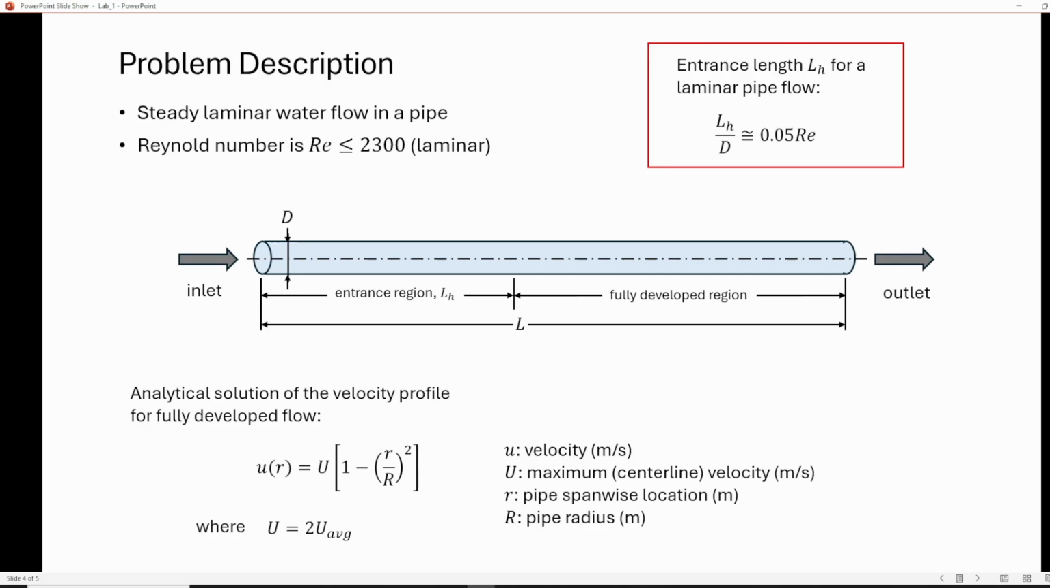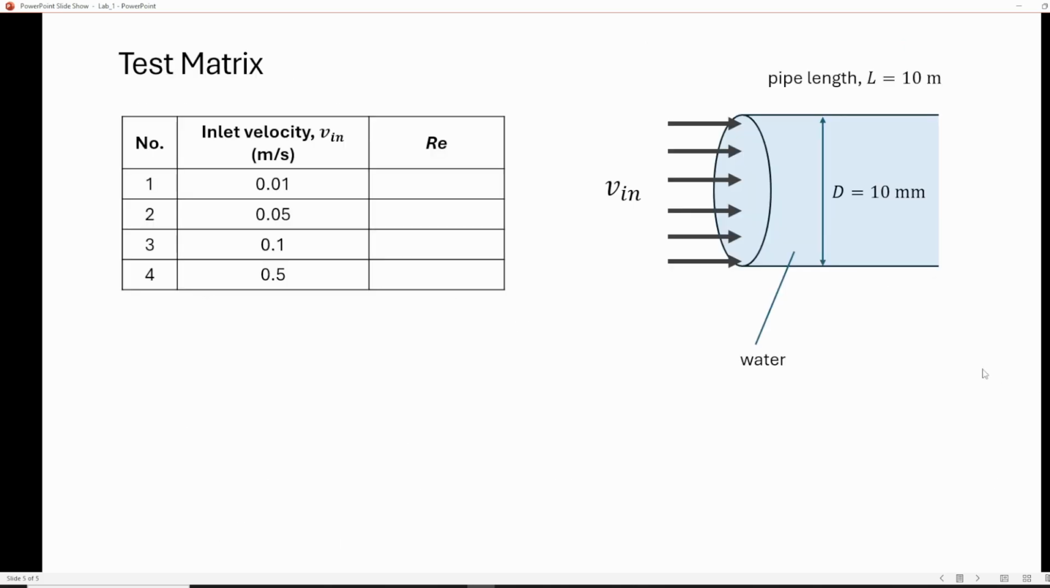So let's start with this. The pipe has a length of 10 meters and the internal diameter is 10 millimeters or 0.01 meter, and the material is water, and the velocity V in is uniform at the entrance. These are the parameters that we will use for our simulation.